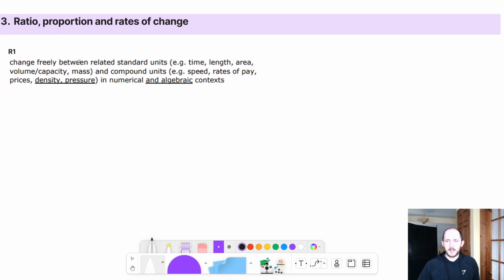Okay. You need to be able to change freely between related standard units, so time, length, area, volume, capacity, and mass, and compound units.